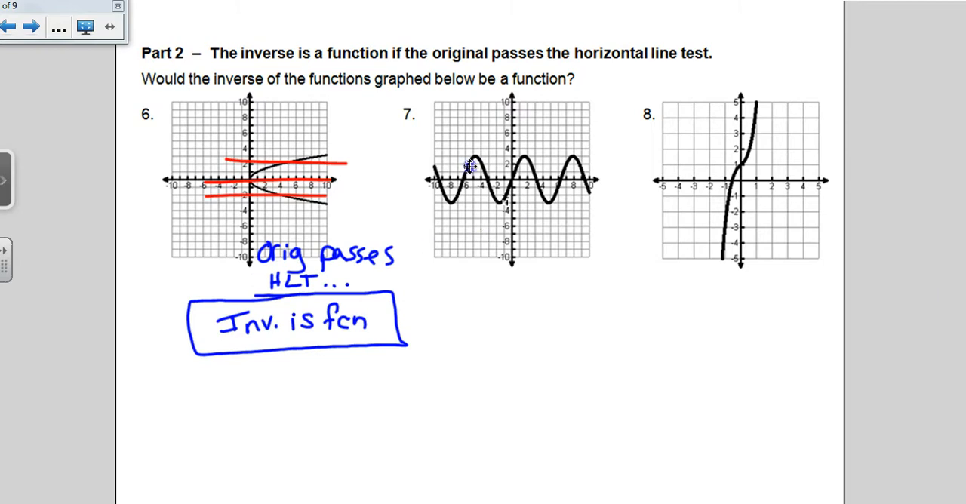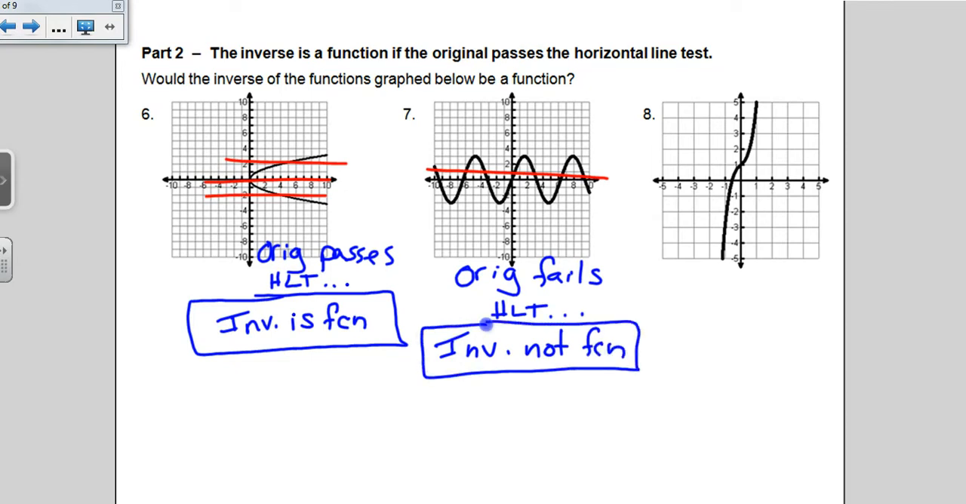Now here on number 7, you can tell pretty quickly that this one is going to fail the horizontal line test. So since the original fails the horizontal line test, this means that the inverse is not a function. And I don't mind if you abbreviate. Okay, and then number 8, draw a bunch of horizontal lines in. And you see that on that example, the original passes the horizontal line test. And since it passes the horizontal line test, that means that the inverse is a function.